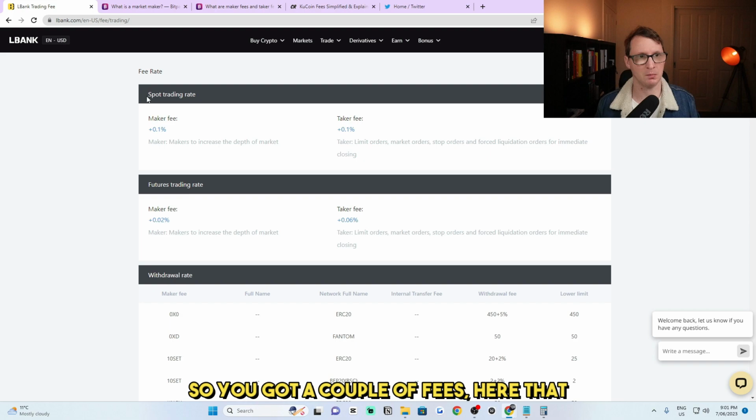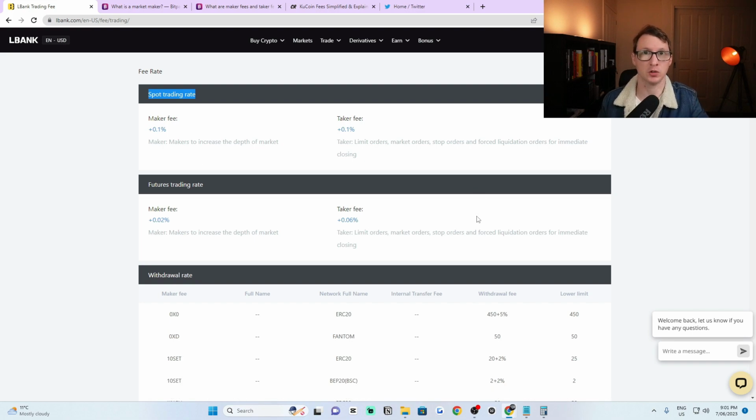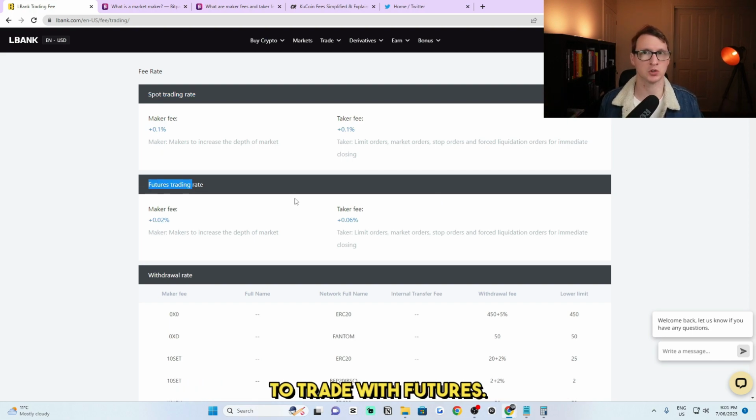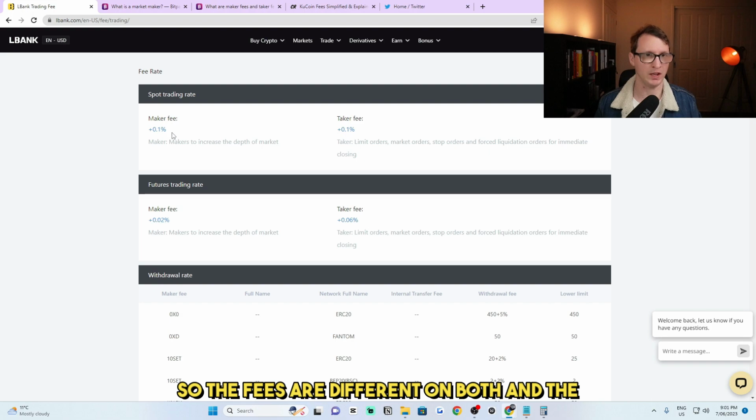You've got a couple of fee rates here, like spot trading, which is just your main wallet where you buy cryptocurrency and you store cryptocurrency. And then you've got your futures trading wallet, which is for someone who is looking to trade with futures. People trading with futures are just predicting where the actual cryptocurrency will be in the future. That's the easiest way I can explain that. So the fees are different on both.